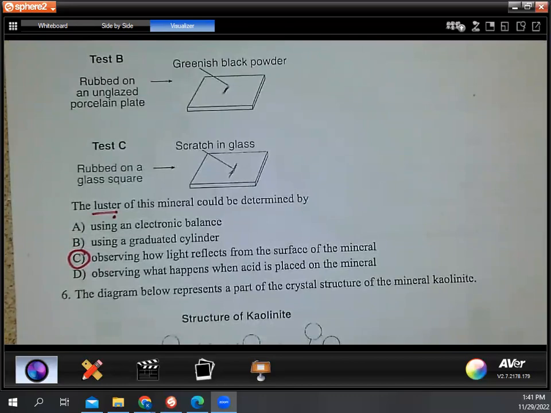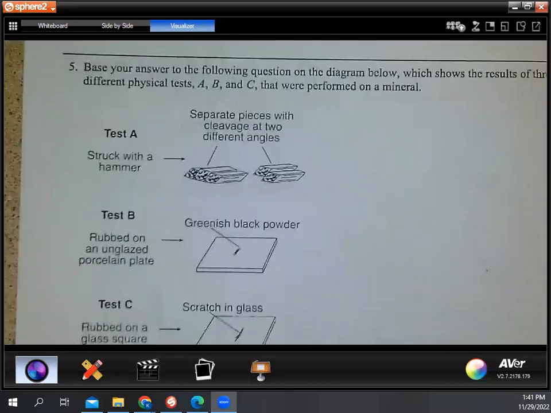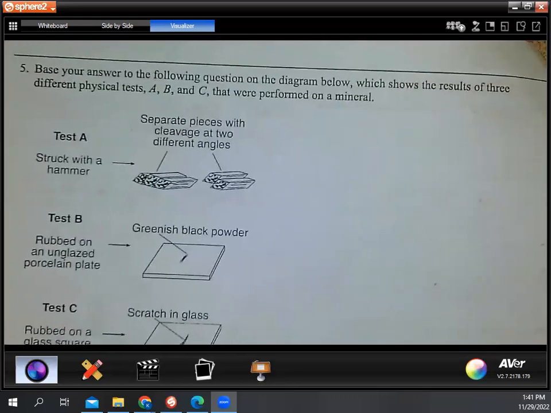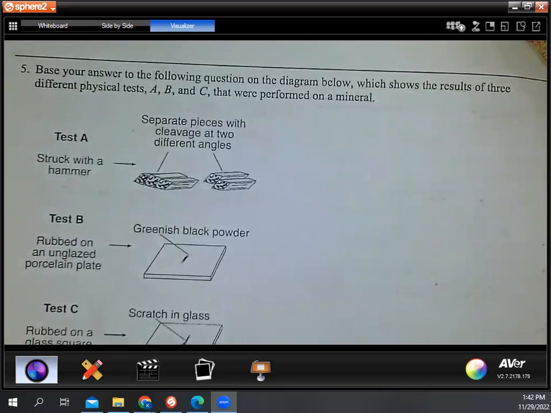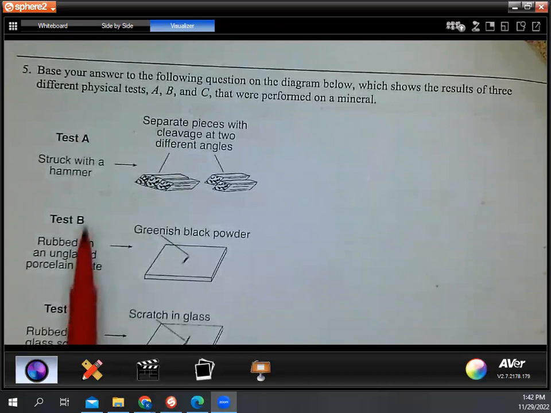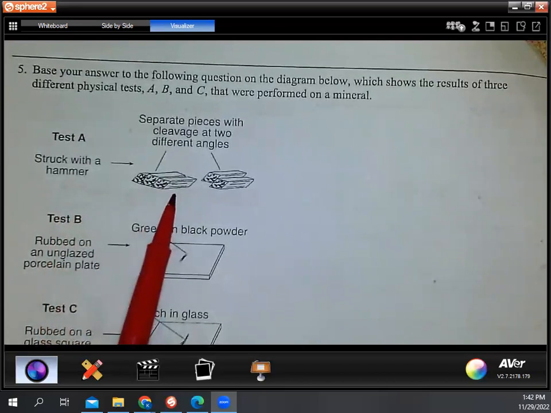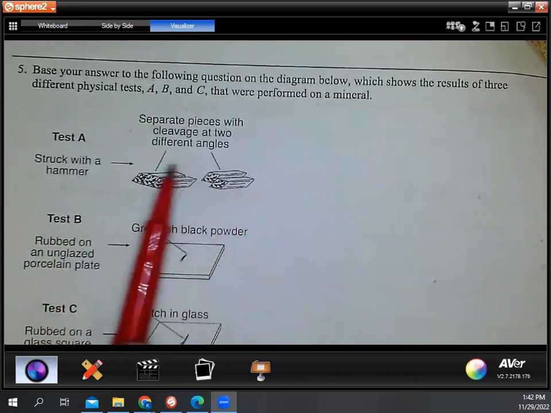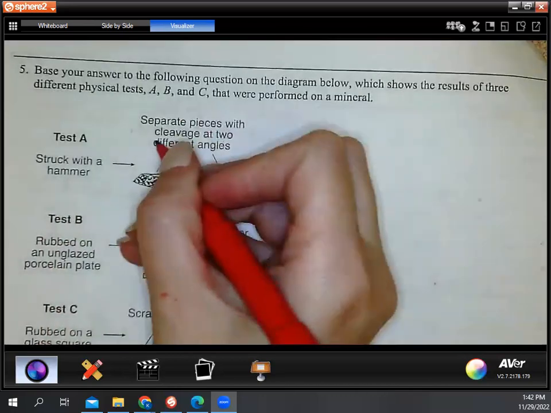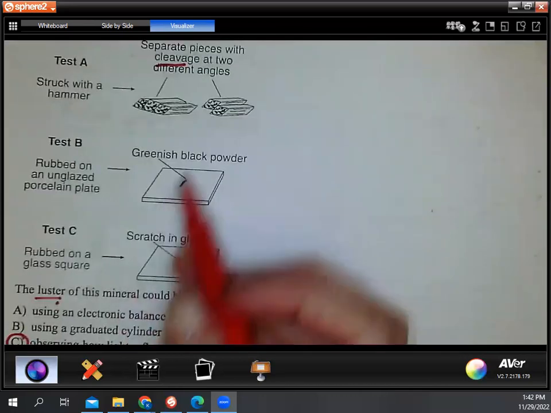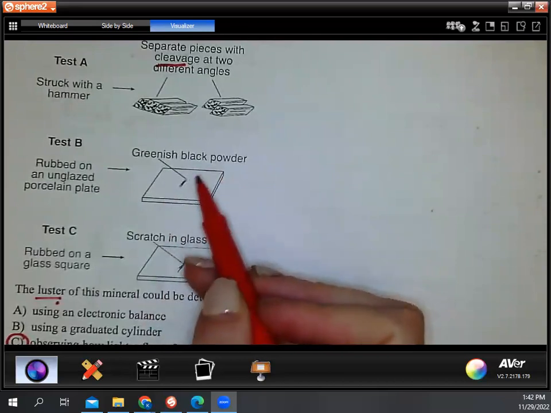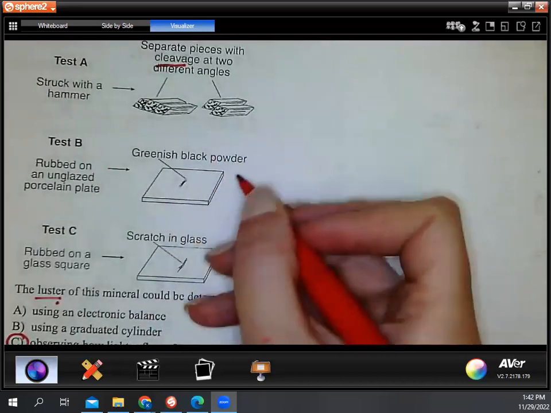The next question. Question 5. Base your answer to the following questions on the diagram below, which shows the results of 3 different physical tests, A, B, and C, that were performed on a mineral. This one shows the mineral and how it breaks. So this is its breakage, and they're saying it's cleavage. This one, they're showing an unglazed porcelain tile, and they're showing powder. So this is streak.